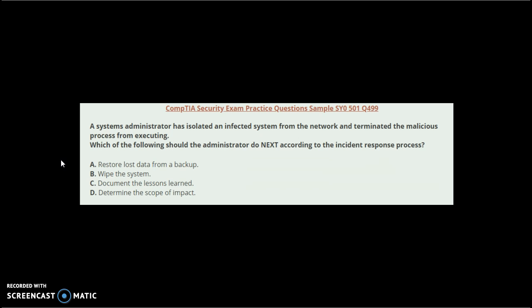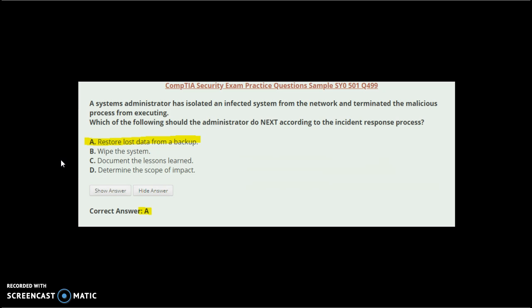The system administrator has isolated an infected system from the network and terminated the malicious process from executing. Which of the following should the administrator do next according to the incident response process? That is A. Restore lost data from a backup.